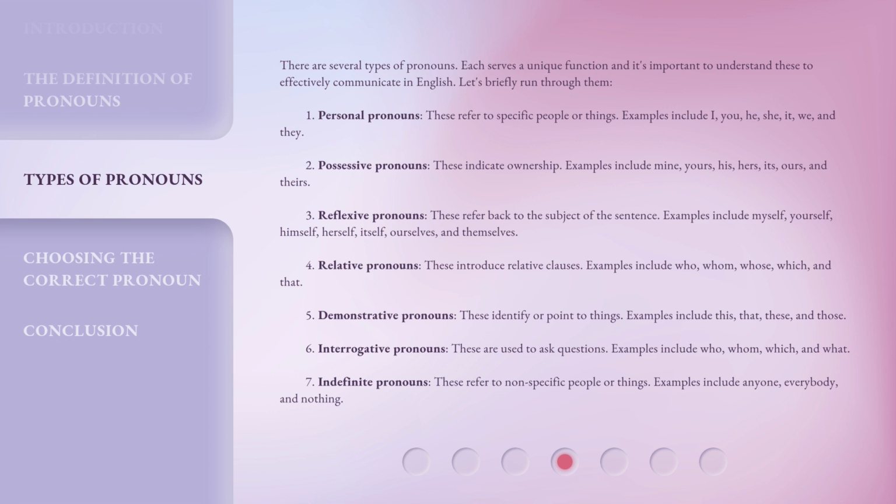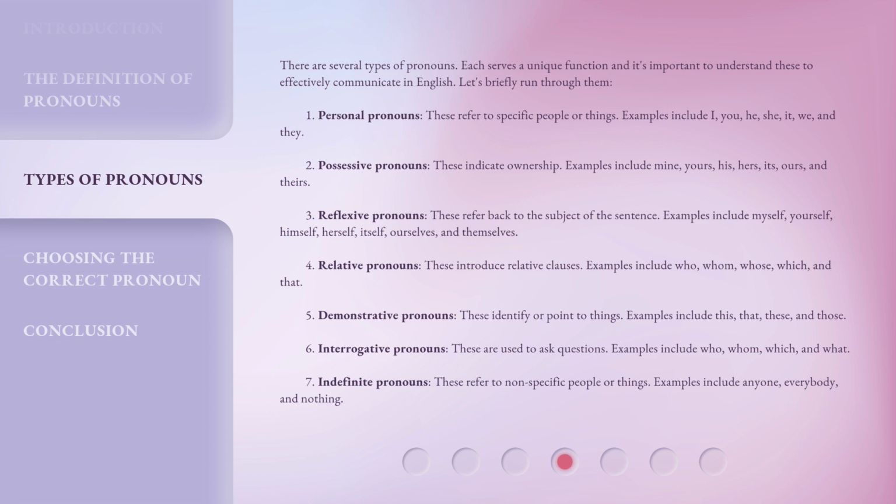4. Relative pronouns. These introduce relative clauses. Examples include who, whom, whose, which, and that. 5. Demonstrative pronouns. These identify or point to things. Examples include this, that, these, and those.